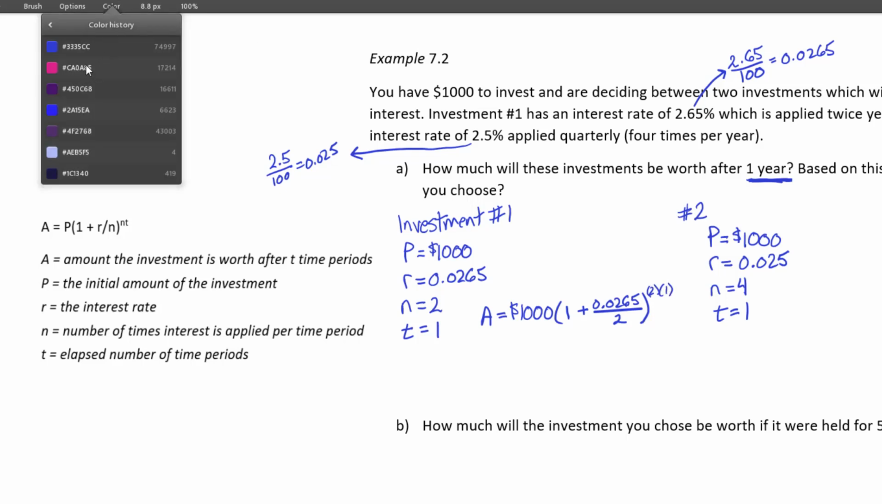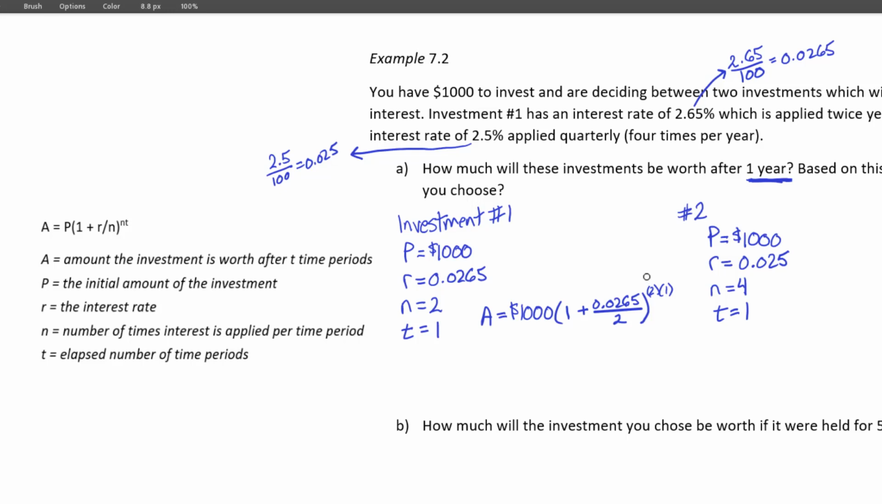So the multiplication inside the exponent has to take place first. According to order of operations, exponents are like square roots. They act as parentheses if there's any sort of expression inside the exponent. So 2 times 1 is going to be an exponent of 2. So basically we're squaring what is inside the parentheses. You will get $1,026.68.